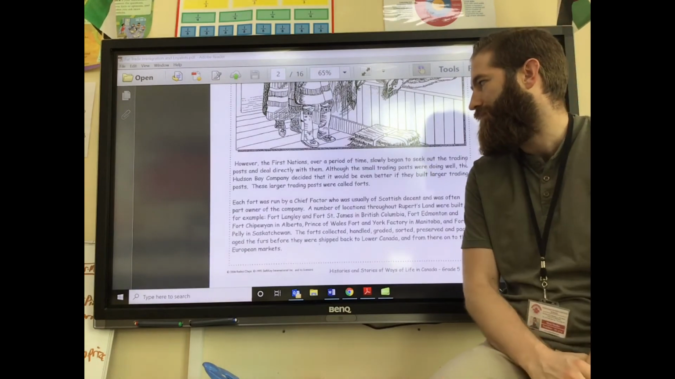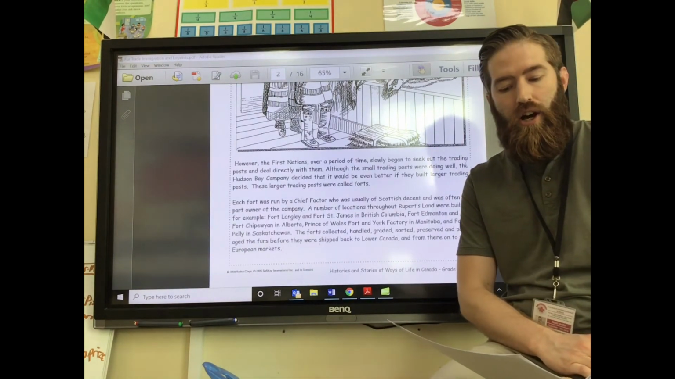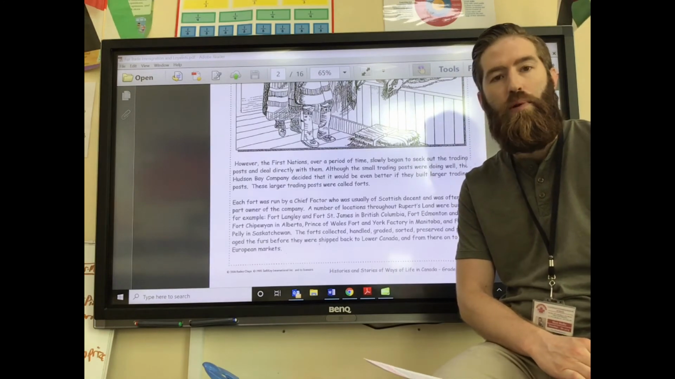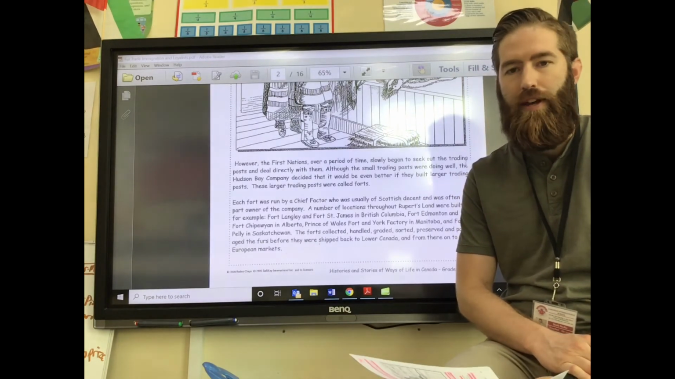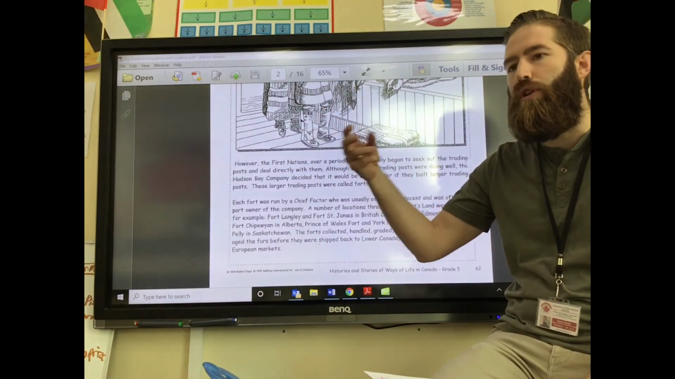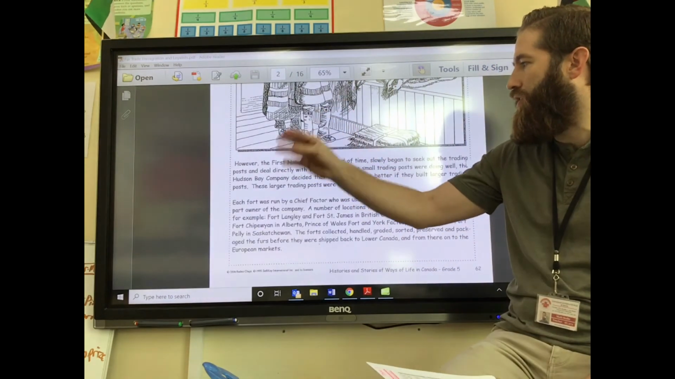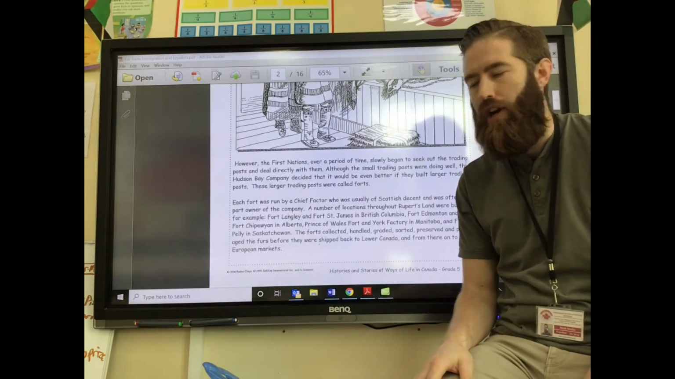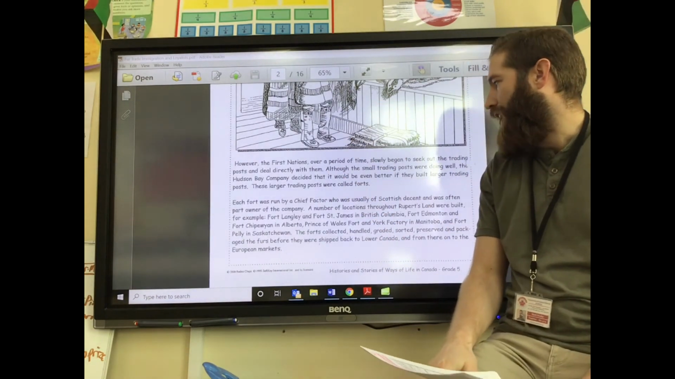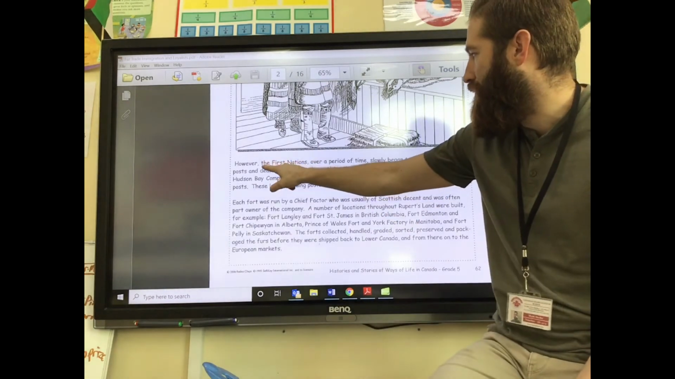However, the First Nations, over a period of time, slowly began to seek out trading posts and deal directly with them. So the First Nations people decided, we don't really want to be middlemen anymore. We want to deal directly with the trading posts and take our furs to the trading posts. And that's what this image is showing. So you're going to underline that.